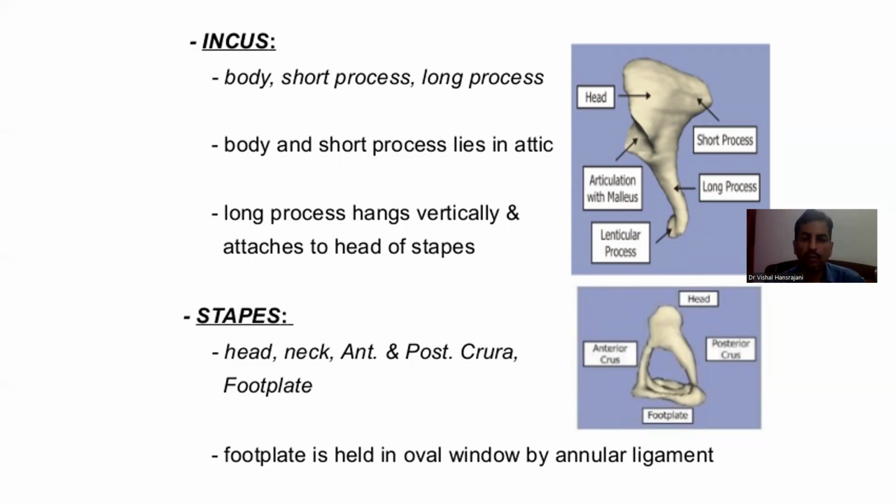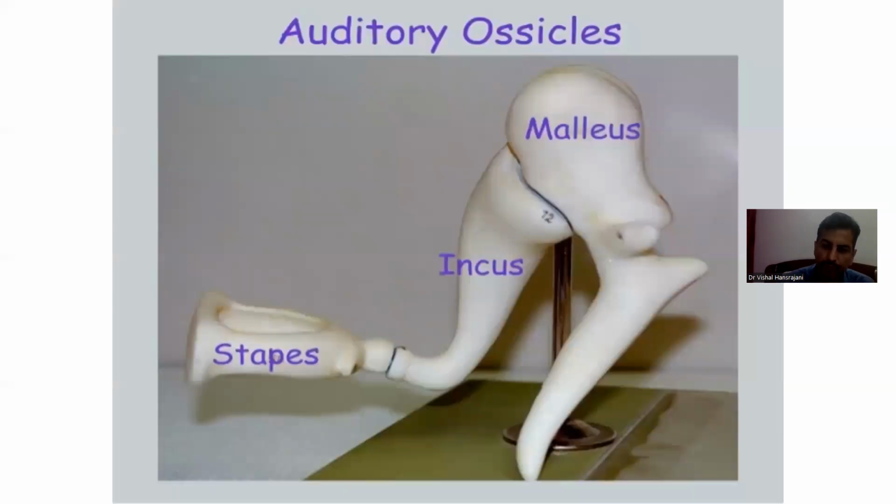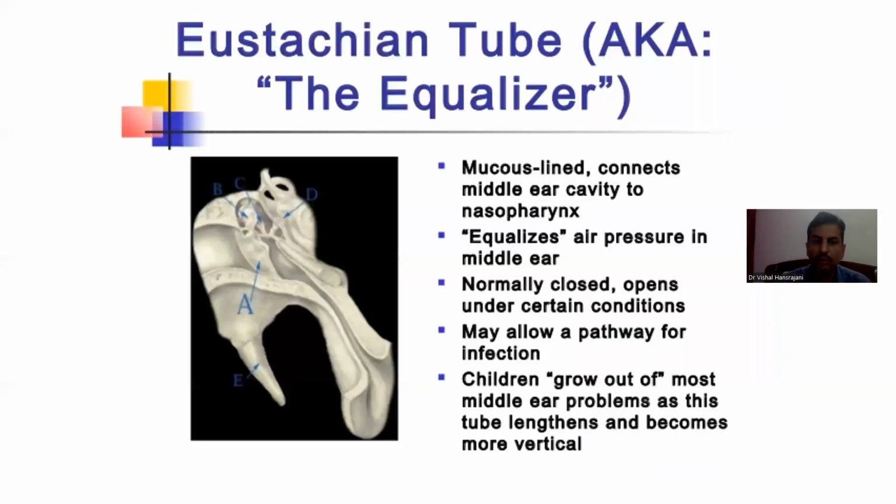Now we come to the stapes, the third and the smallest bone of our body. It has a head, neck, anterior and posterior crura, and a footplate. The footplate is held in the oval window by the annular ligament. These are the actual joints in the ossicles: the malleus, incus, and the stapes.